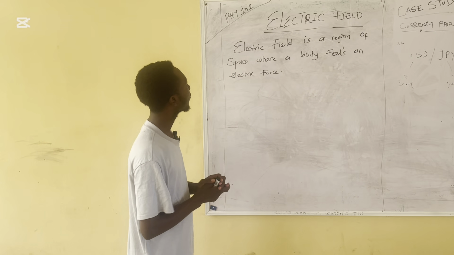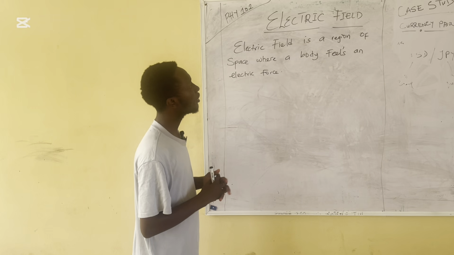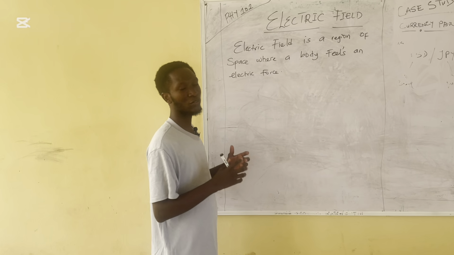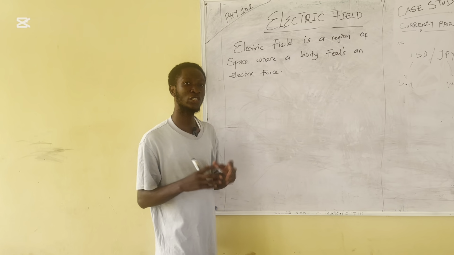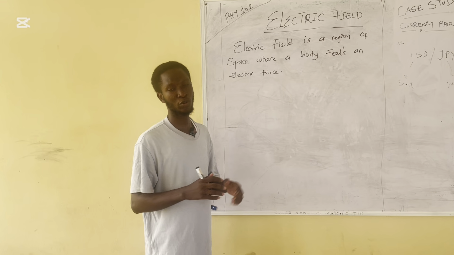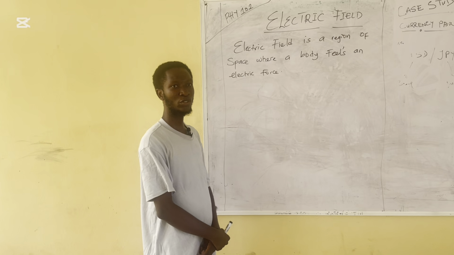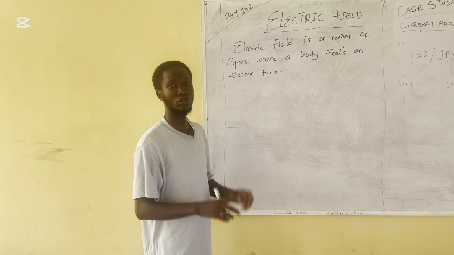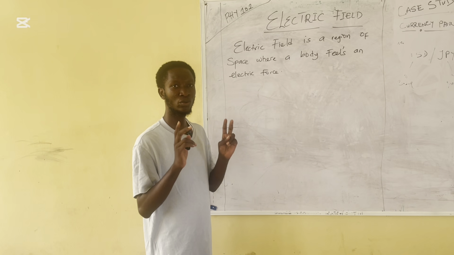So it's very simple. So now, electric field. Electric field is a region of space where a body feels an electric force. What do I mean by this? For you to understand this, you need to know two things.